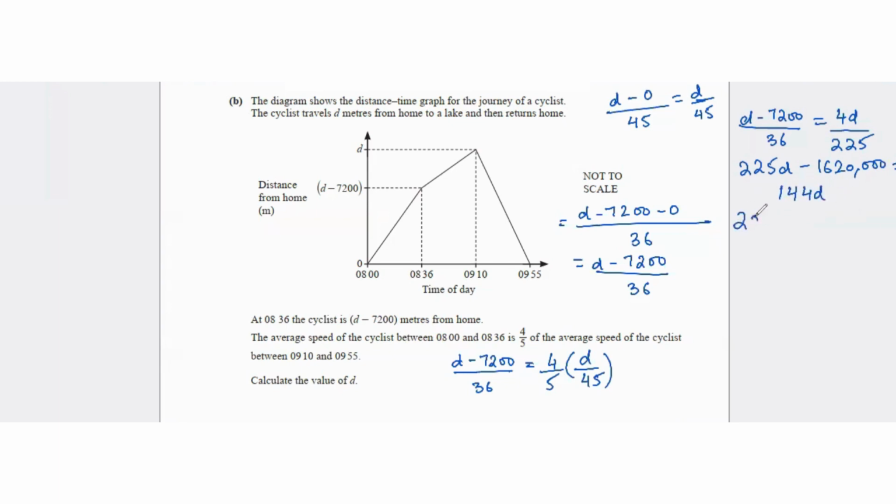Move the 144d on the other side and move the 1,620,000 the other side. 225 minus 144 is 81d. And then we're going to divide that by this. So d equals 20,000.